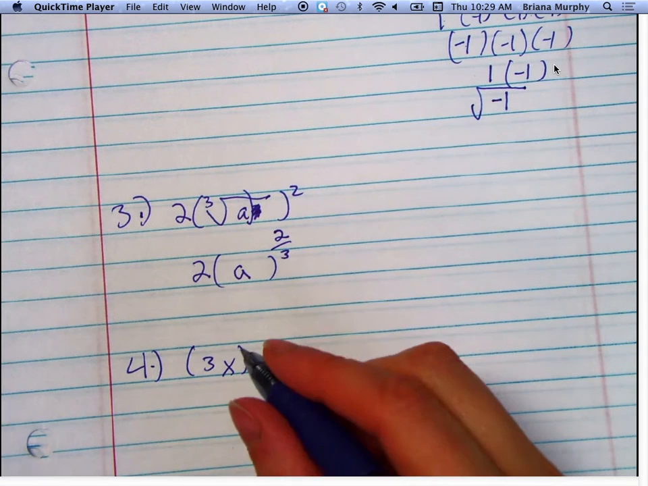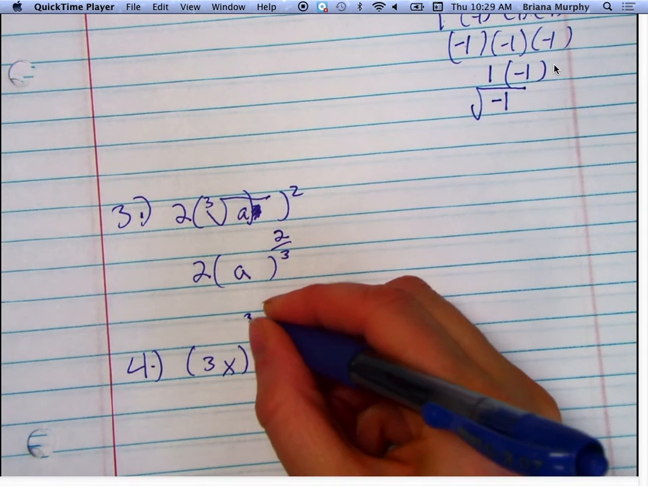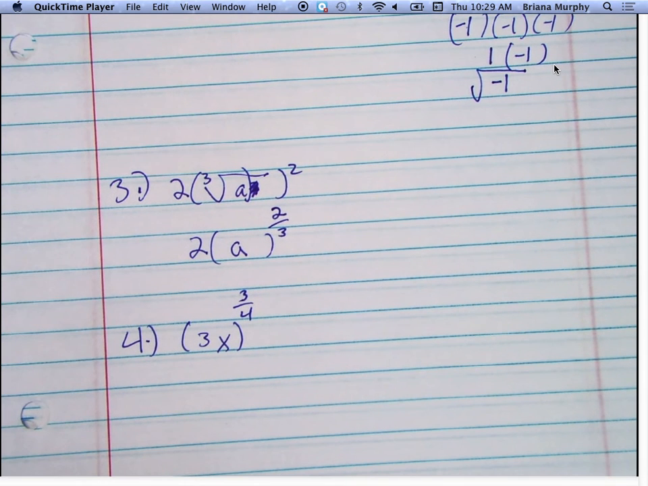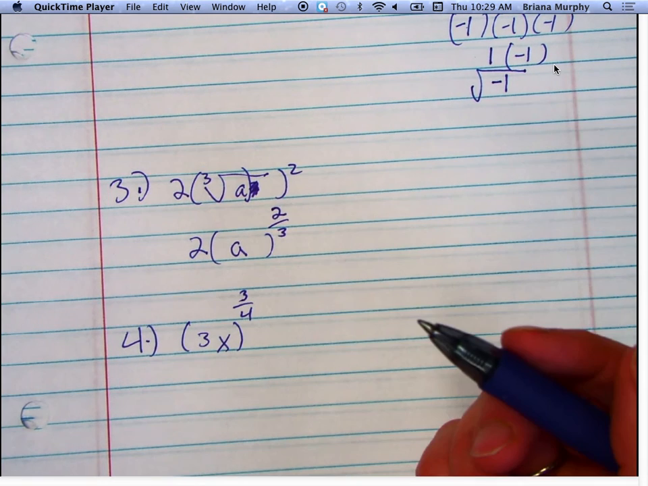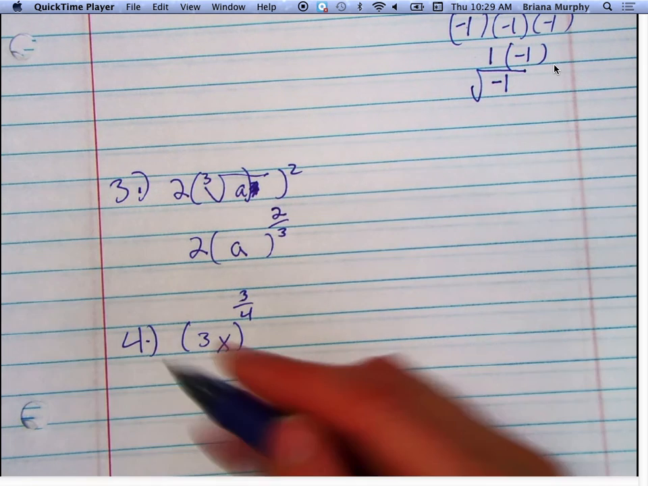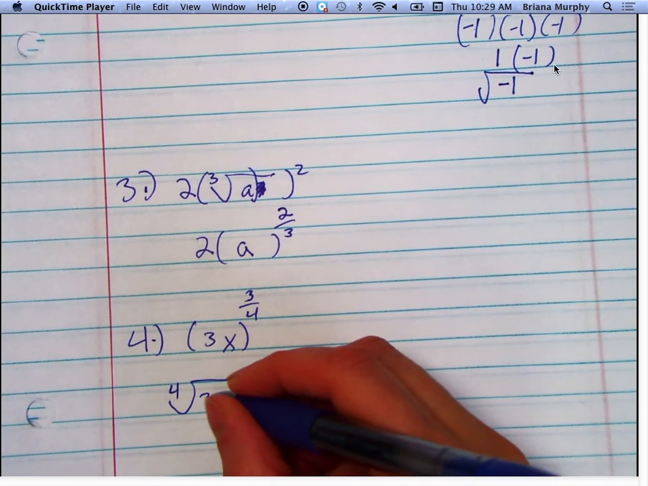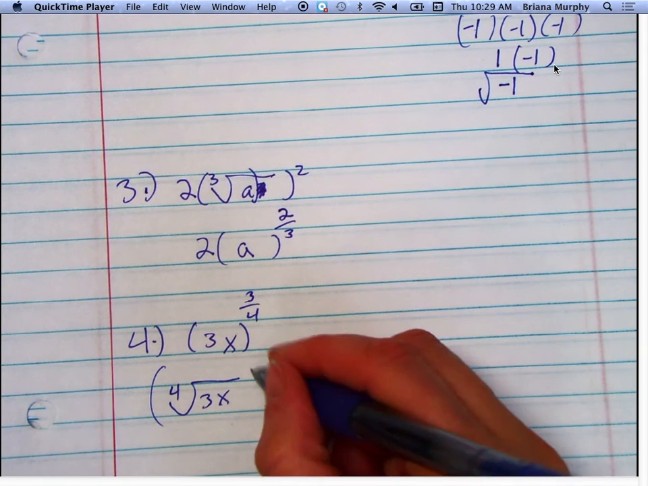Okay, we've got 3x to the 3 over 4. So what does that give me in radical terms? What kind of root is it? What's on the bottom? 4. So the 4th root. So 3x, and we put it all on the outside and raise it to the third.